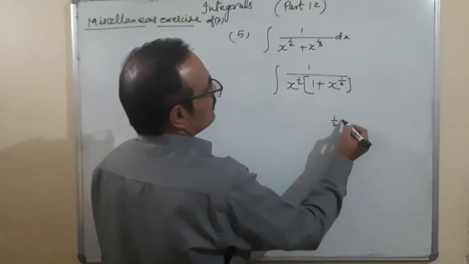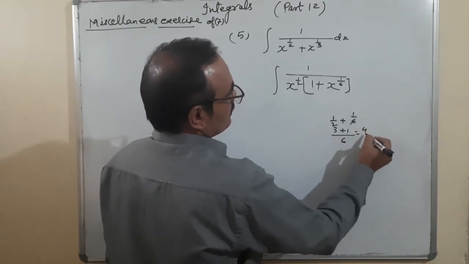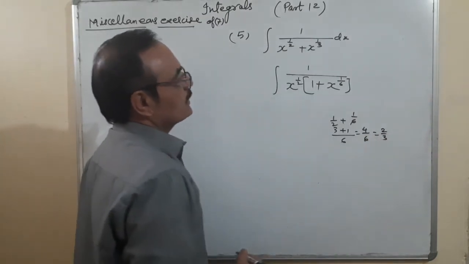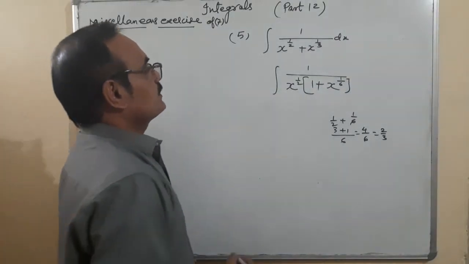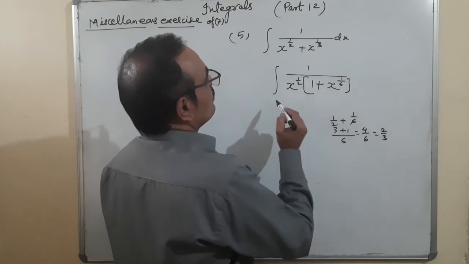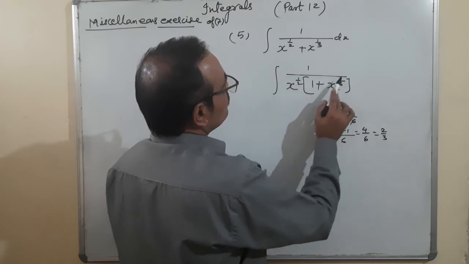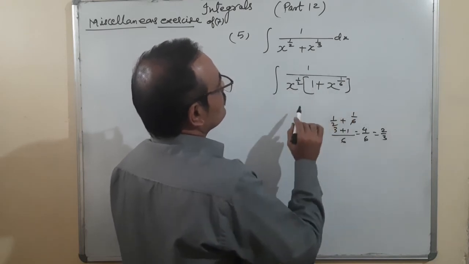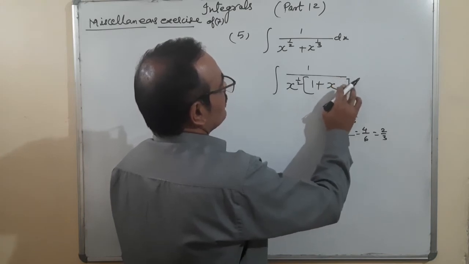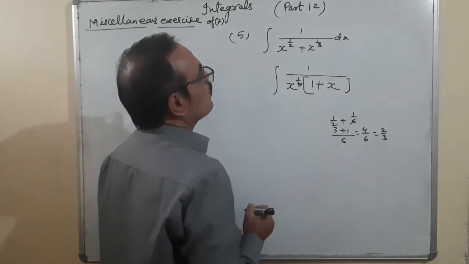1 upon 2 plus 1 upon 6. LCM 6. 3 plus 1. It is 4 upon 6. No, 2 upon 3. We want here 1 by 3. So that means if we take 1 upon 2 common, then it is 1 plus, 1 upon 2 plus 1 upon 6, 3 plus 1, 4. If I write here 1 by 3, if I take common, then what happens?